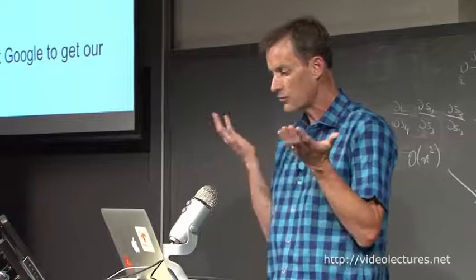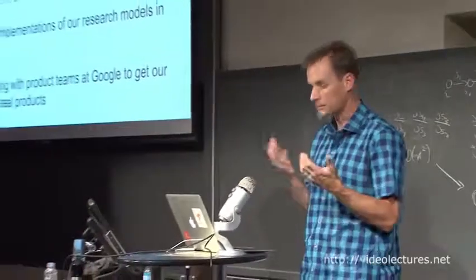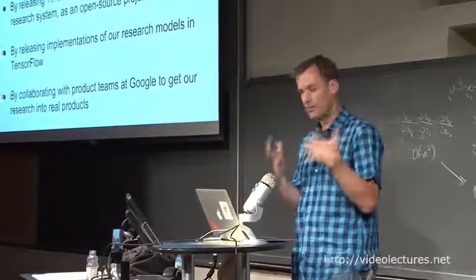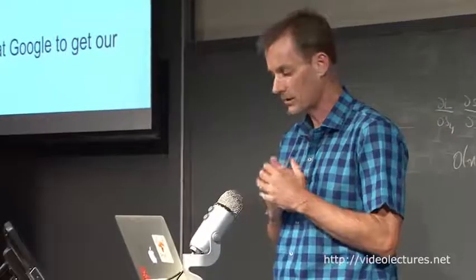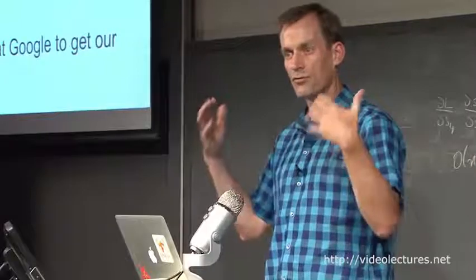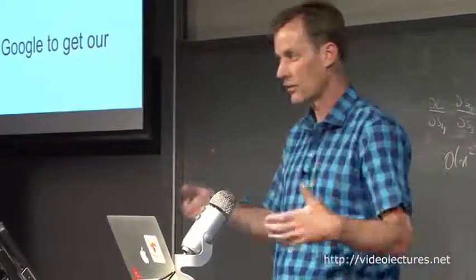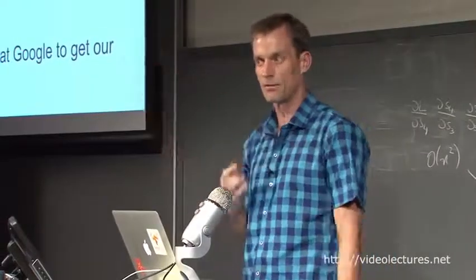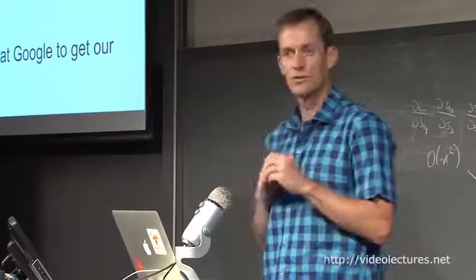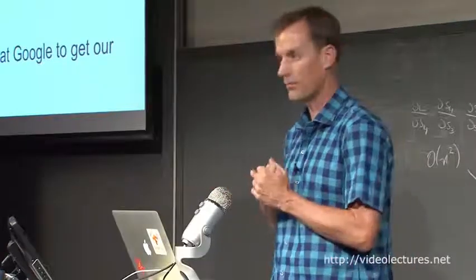We disseminate this work in lots of different ways. We publish a fair number of papers. Recently, we've released TensorFlow, the core machine learning system that we've been using internally, as an open source project that I'll talk about. As part of that, we're starting to open source models associated with research papers that we publish, so that people can reproduce our work and build on it more readily than just reading an English description of some paper. And then we collaborate with product teams at Google to get our research into real products.